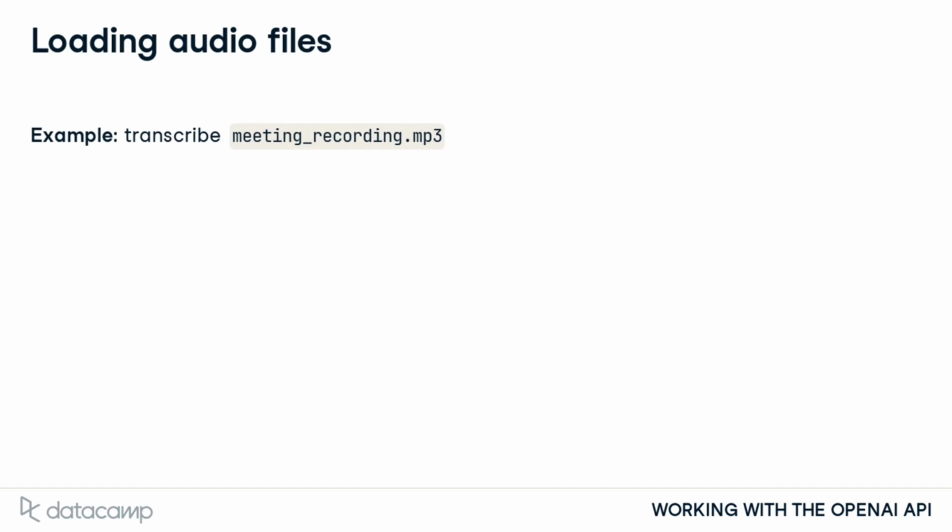Let's use Whisper to transcribe a meeting recording stored in an MP3 audio file. The first thing we need to do is load the file into our Python environment. There are lots of Python libraries out there for working with audio files, but we'll be using the Python open function here. The open function takes two arguments. The first is the file to be opened, and the second indicates the mode with which the file should be opened. Different modes support reading and writing to virtually any file type.